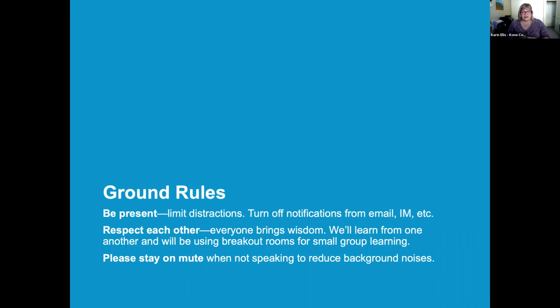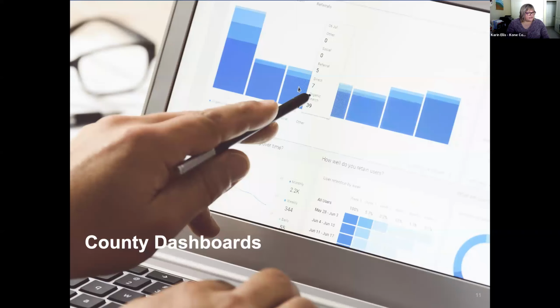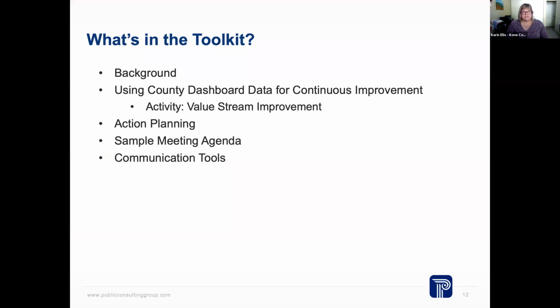The last ground rule is just for the ability to reduce background noises. We're asking that you stay on mute unless you have something to say, but make sure you find your mute button so that you know how to unmute yourself, because we definitely want to be hearing from folks today. So let's jump into the meat of this conversation.